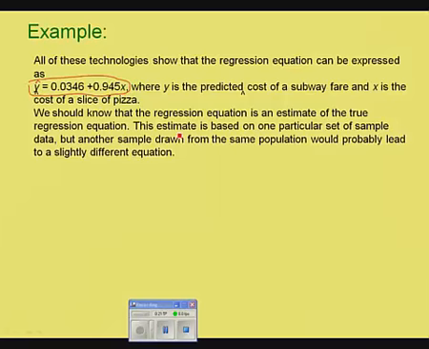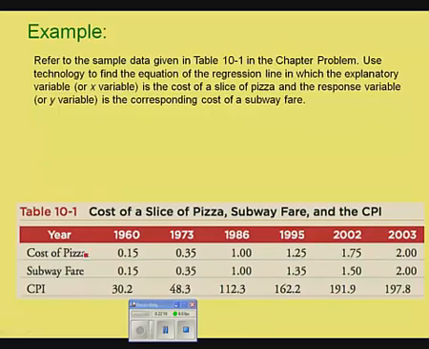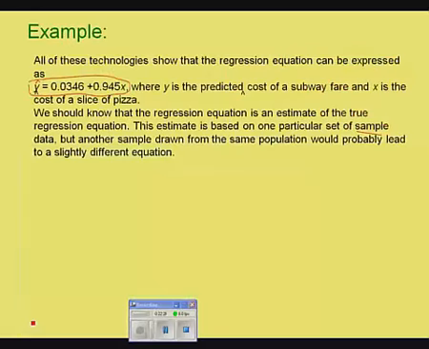Okay. This is an estimate of what's called the true regression equation, meaning this estimate is on some sample, right? But if you took another sample, do you think you'd get the exact same equation? No. Let's look at that again. Where's the sample? Oh, here it is. How many years did we pick? 6 years. So n equals 6, right? But what they're claiming is maybe that models what has happened in all the years. Another sample drawn from the same population would probably lead to a slightly different equation.